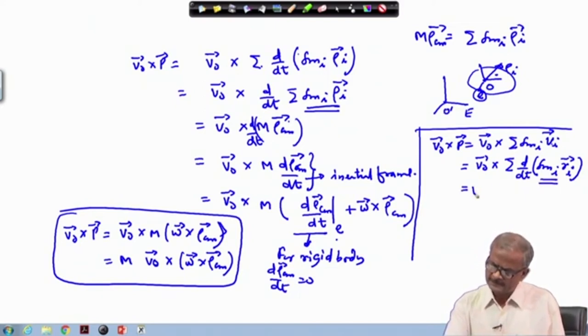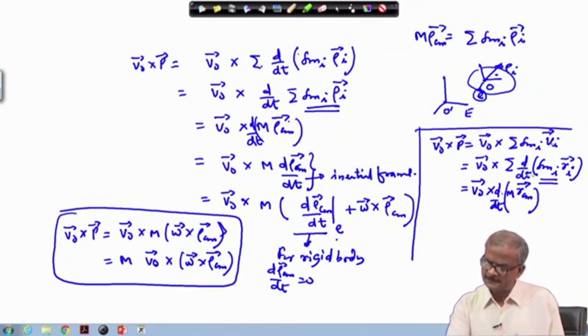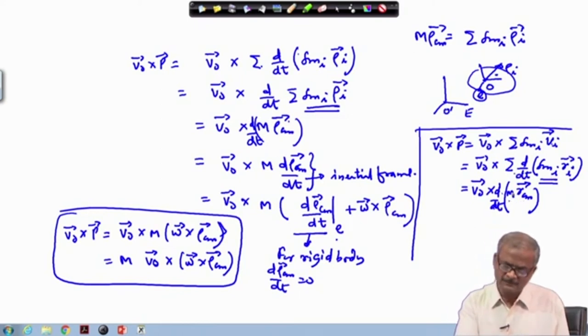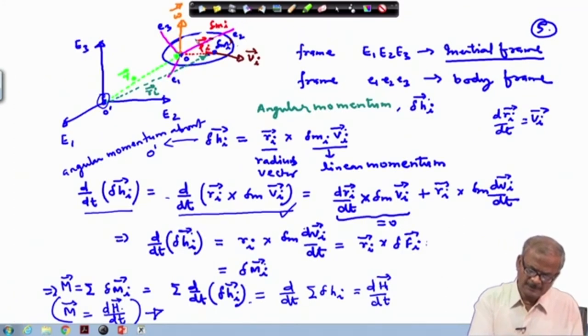So, what is this quantity? V 0 cross, this quantity is nothing but m times d by d t of r c m. If we take the summation inside and the differential operator outside, the summation inside indicates m times r c m, where r c m is the center of mass. Let us say in this figure it is located here.